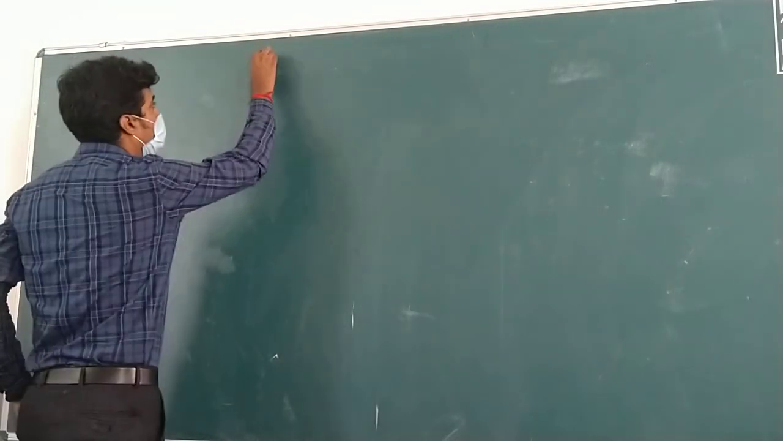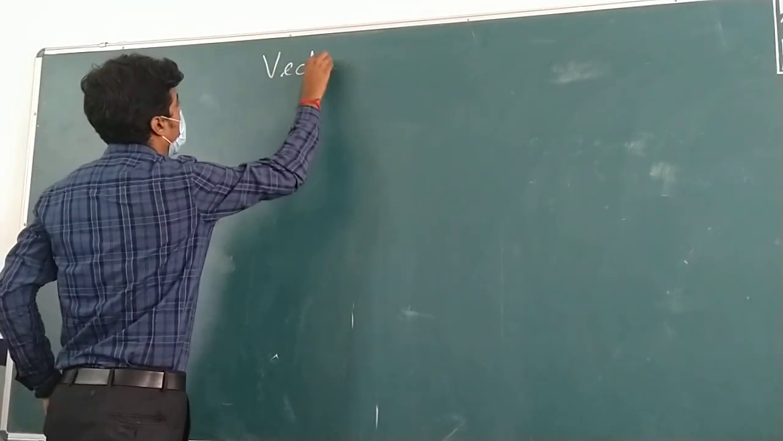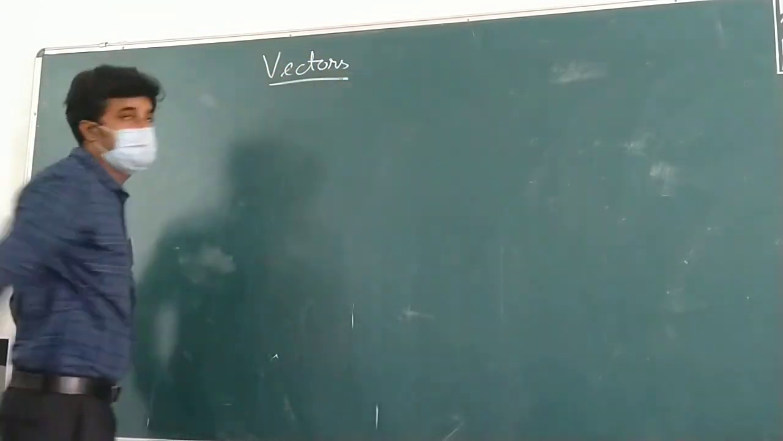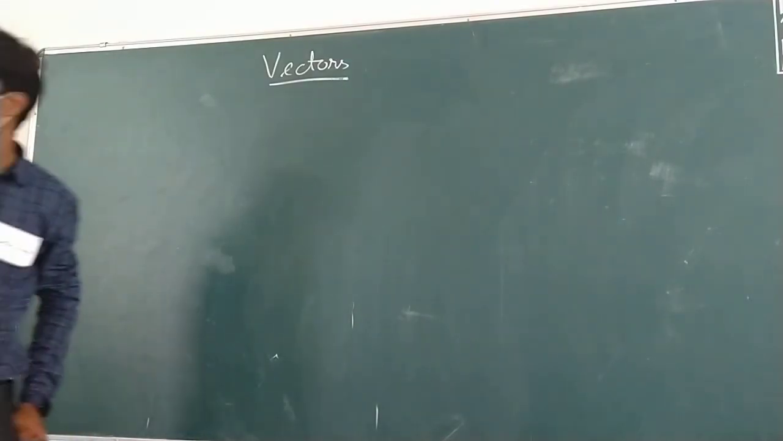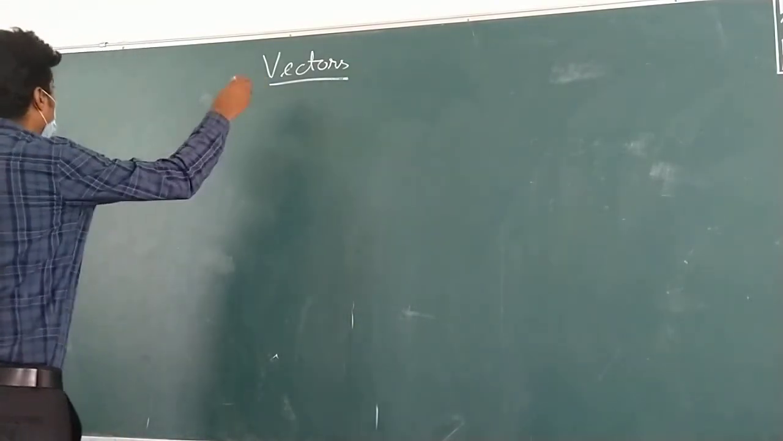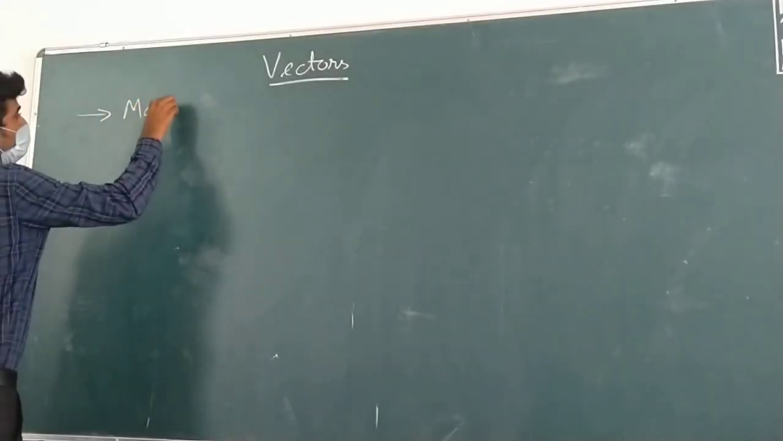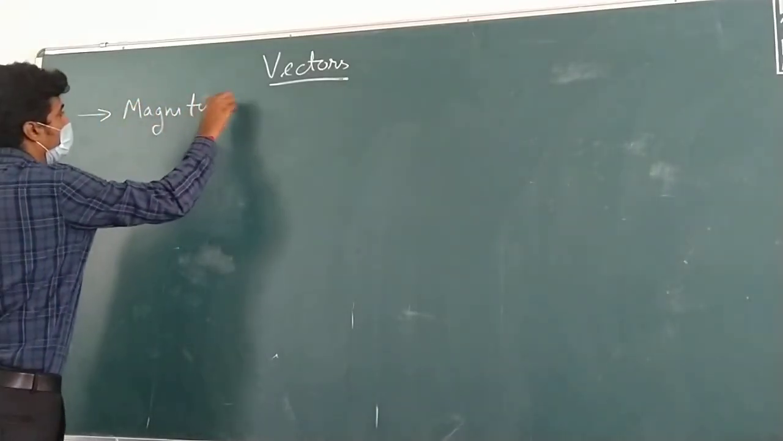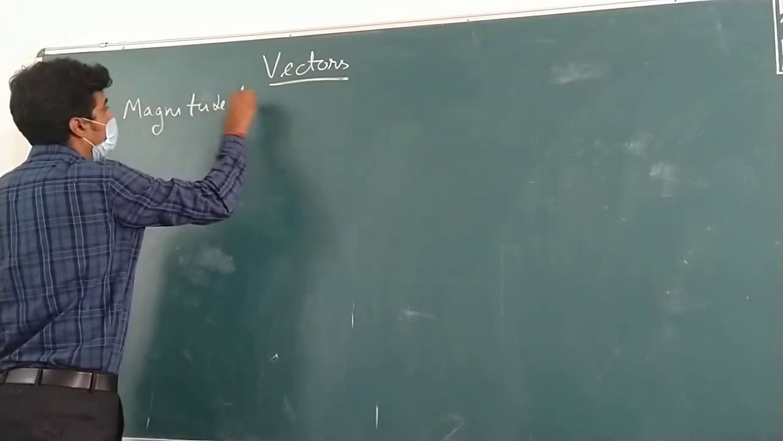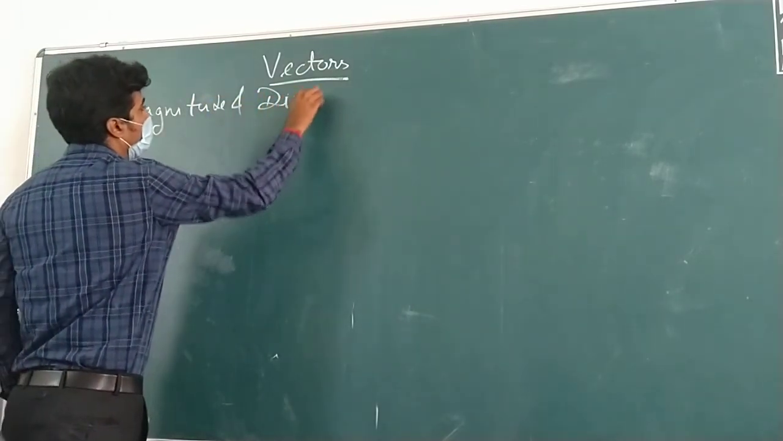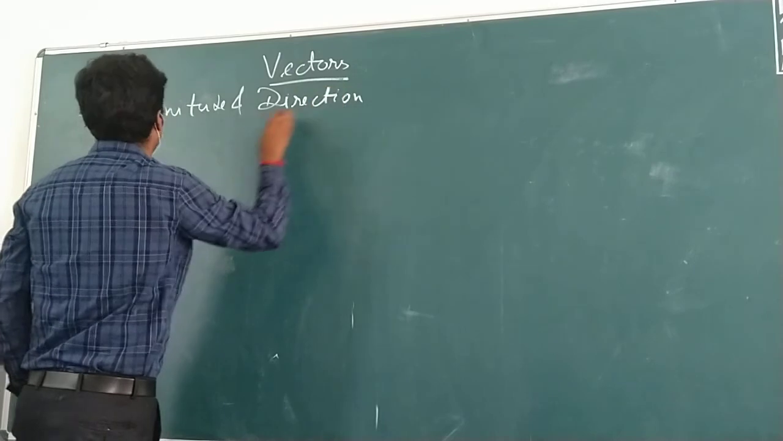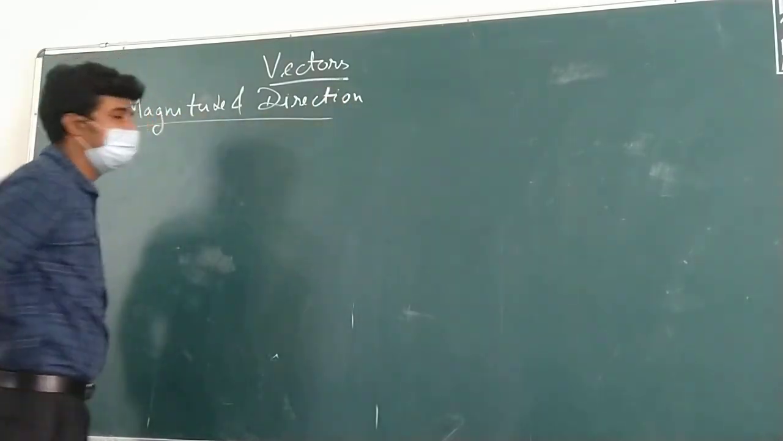We are going to start with the topic vectors. Vectors. This is the topic of motion in a plane. Okay. First of all, vectors. You know that vectors have two things: magnitude and direction. This has two things: magnitude and direction.